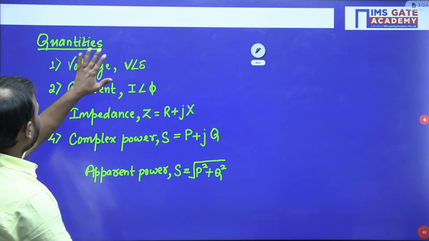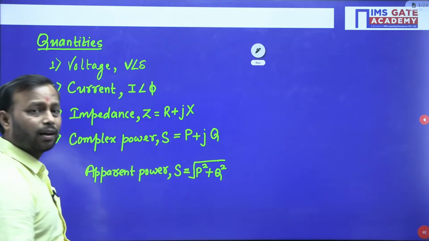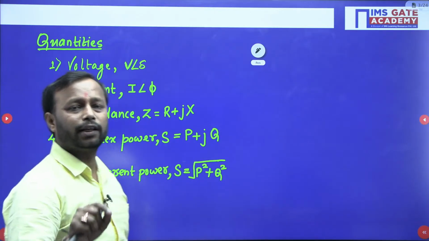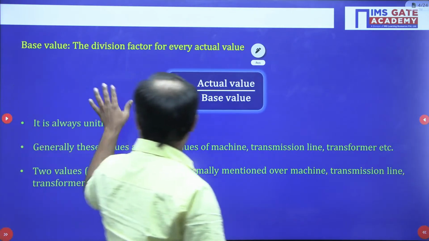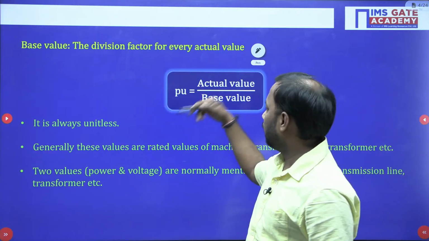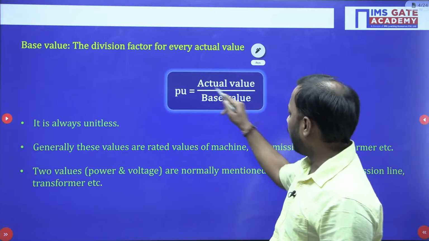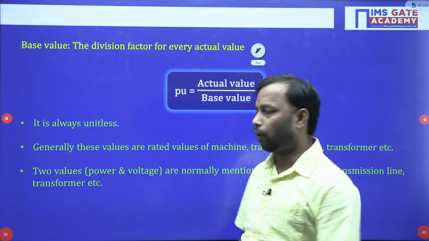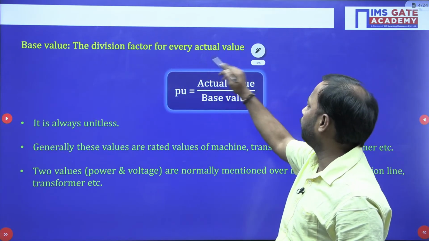Now we are going to convert all these quantities into per unit. But before that, we need to understand the definition. What do you mean by per unit? So look here. Per unit is nothing but the ratio of the actual value, which is given in the question, and the base value. So what do you mean by base value? Base value is the division factor for every actual value.